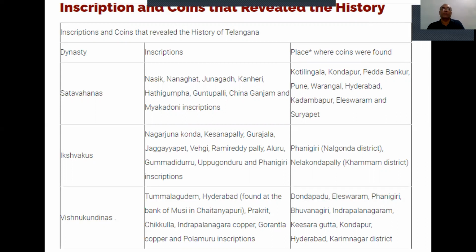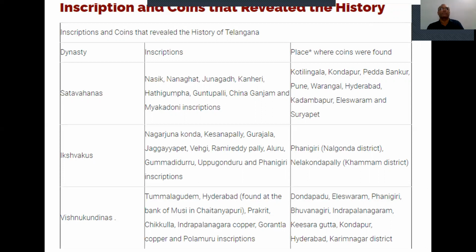So the first and the most important dynasty is the Satavahanas. We also have a history of this region before the Satavahanas, which we can have an idea of as prehistory, but as our syllabus starts from the period of Satavahanas, I'm also trying to explain to you the history of this region from the times of Satavahanas, and the sources for the study of Telangana history.